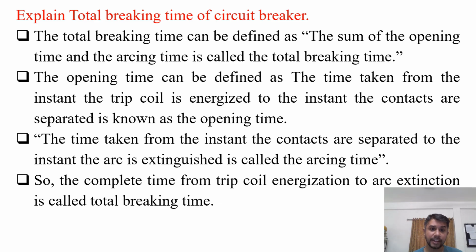The time taken from the instant the contacts are separated to the instant the arc is extinguished is called the arcing time. And the complete time from the trip coil energization to the arc extinction is called the total breaking time. So this is how the total breaking time can be explained or defined.